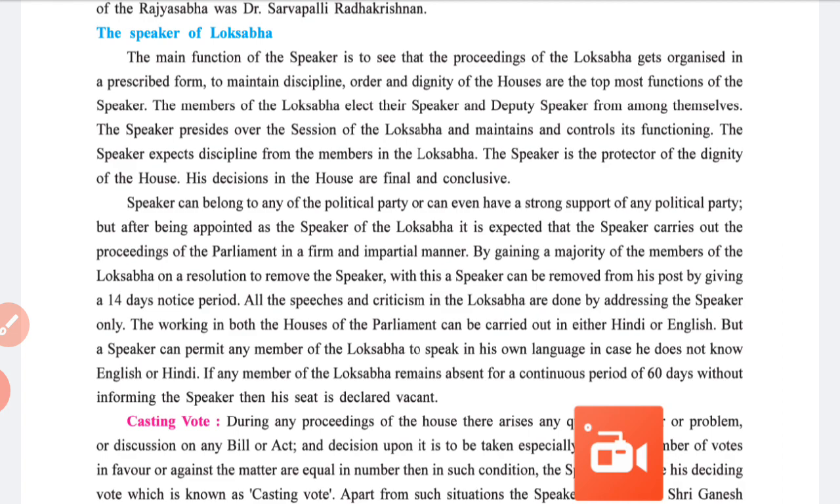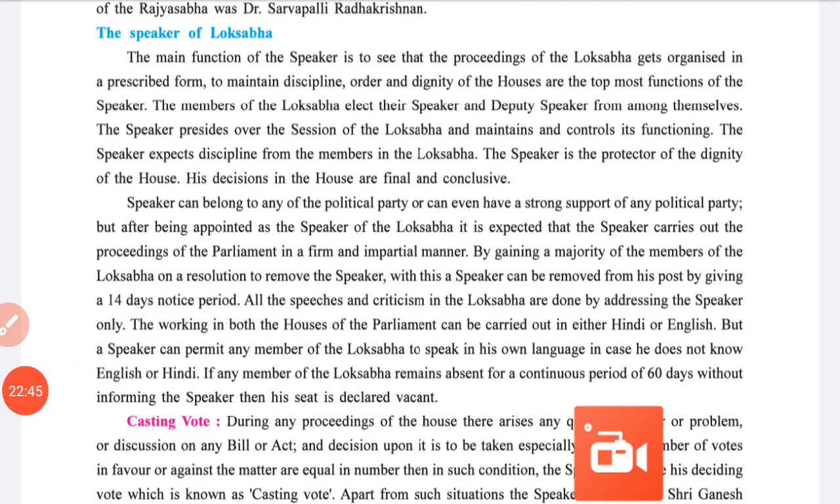The members of Lok Sabha elect the speaker and deputy speaker from among themselves. The speaker of Lok Sabha is elected by the members of Lok Sabha. The speaker presides over the session of Lok Sabha and maintains and controls its functioning.